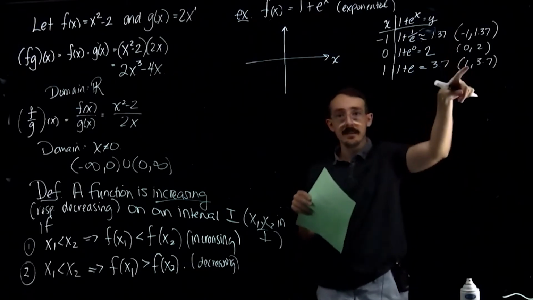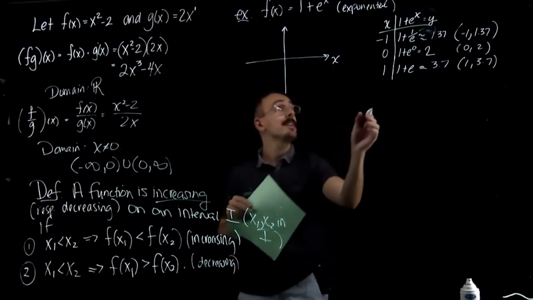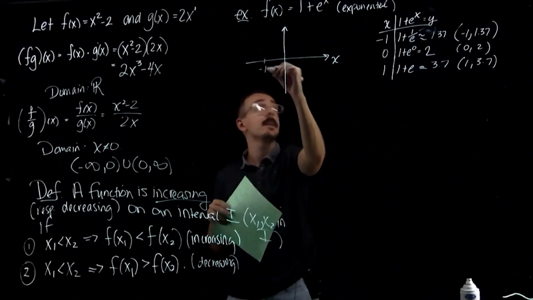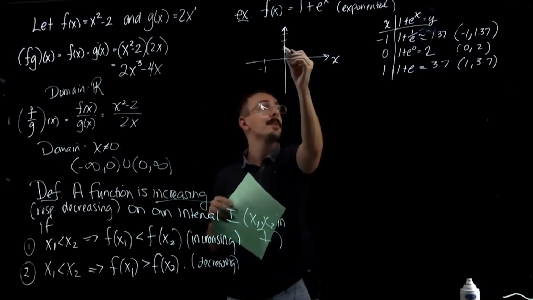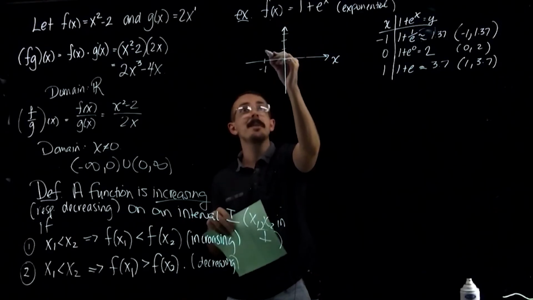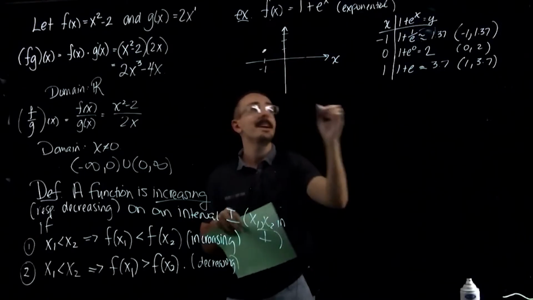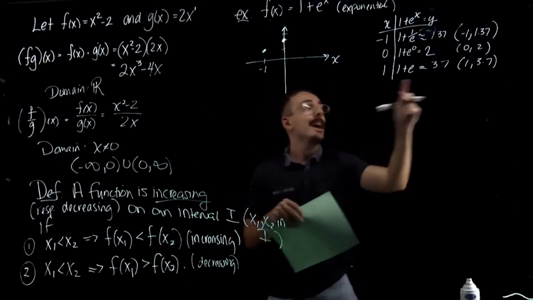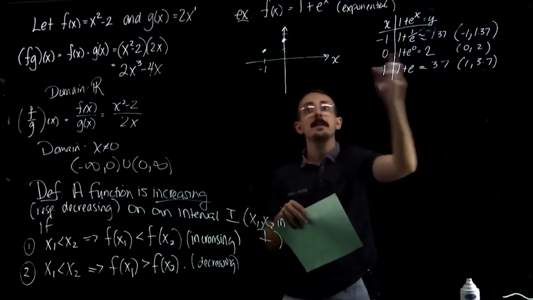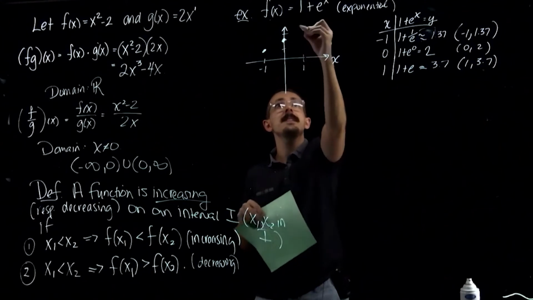So I'm going to take these, and I'm going to graph them over here. So I'll graph negative 1, and then I'll come up here to about 1.37. We'll just eyeball it. It'll be like here. Next, I'm going to need (0, 2), so that's right here. And then finally, I'll need (1, 3.7), so we'll say that's about up here.